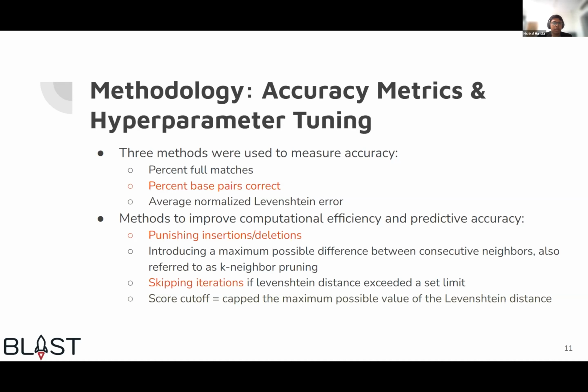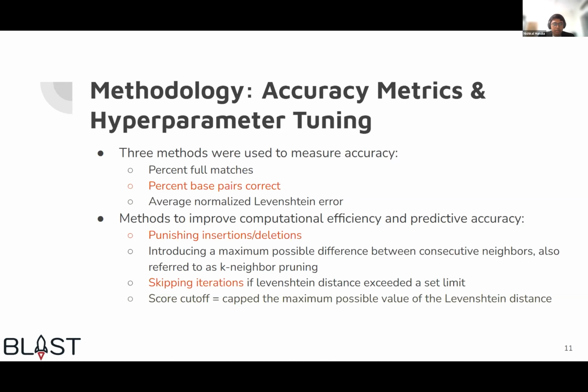So we shifted to a percent base pairs correct method, in which we analyzed individual base pairs and their accuracies. So if 4 out of 5 base pairs in a prediction were correct, the accuracy would be 80%. We'll average all these accuracies and get the final accuracy. The average normalized Levenshtein error was the third metric, which was basically the average of the Levenshtein distance between the predictions and their correct values.